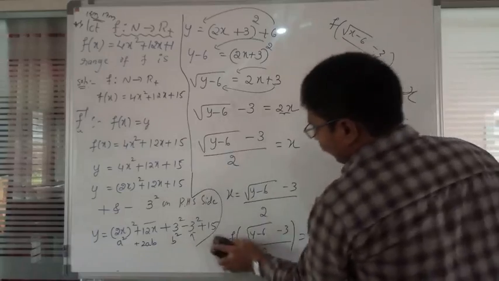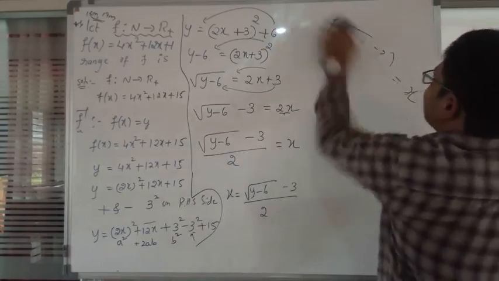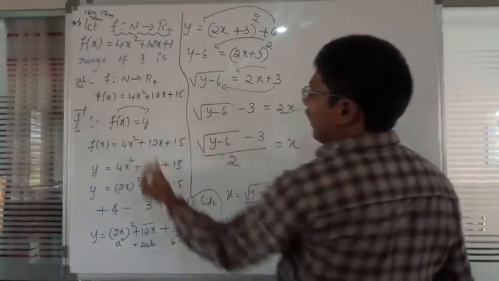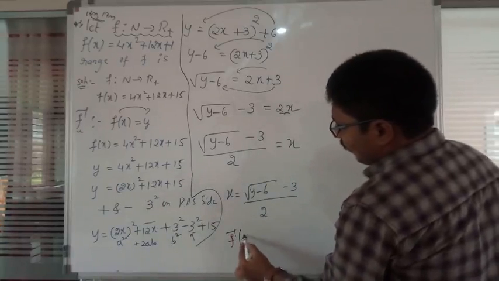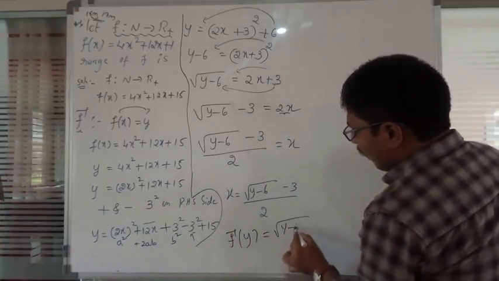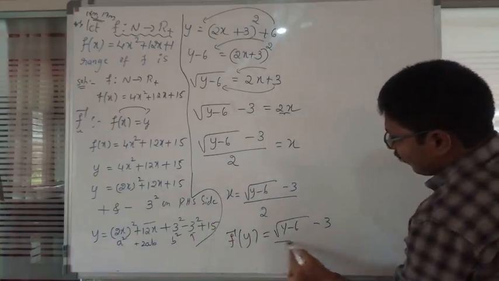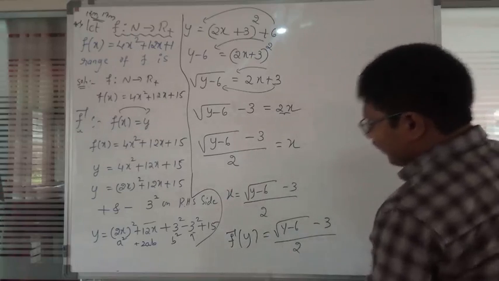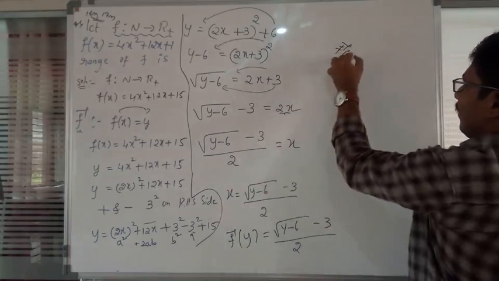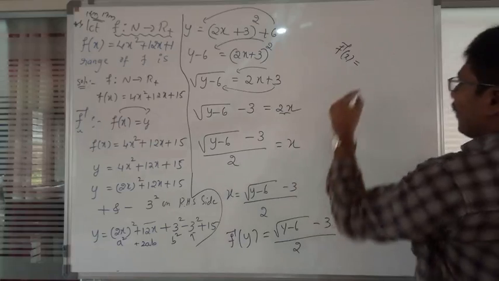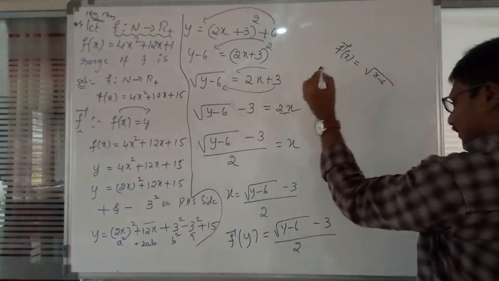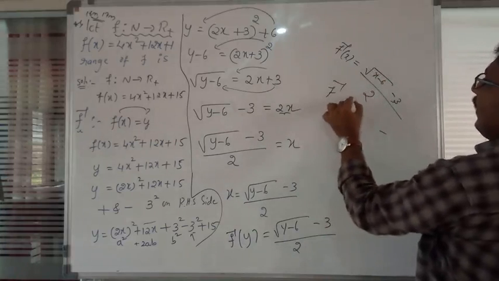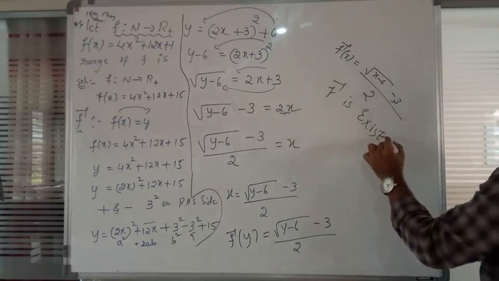What is that x? If f is shifted into y, what happens? f inverse of y is root of y minus 6 divided by 3, sorry, 2. If there is a y, that's why it is y. If we fill in x, what happens? Root of x minus 6 minus 3 divided by 2. So f inverse exists. It's very simple.